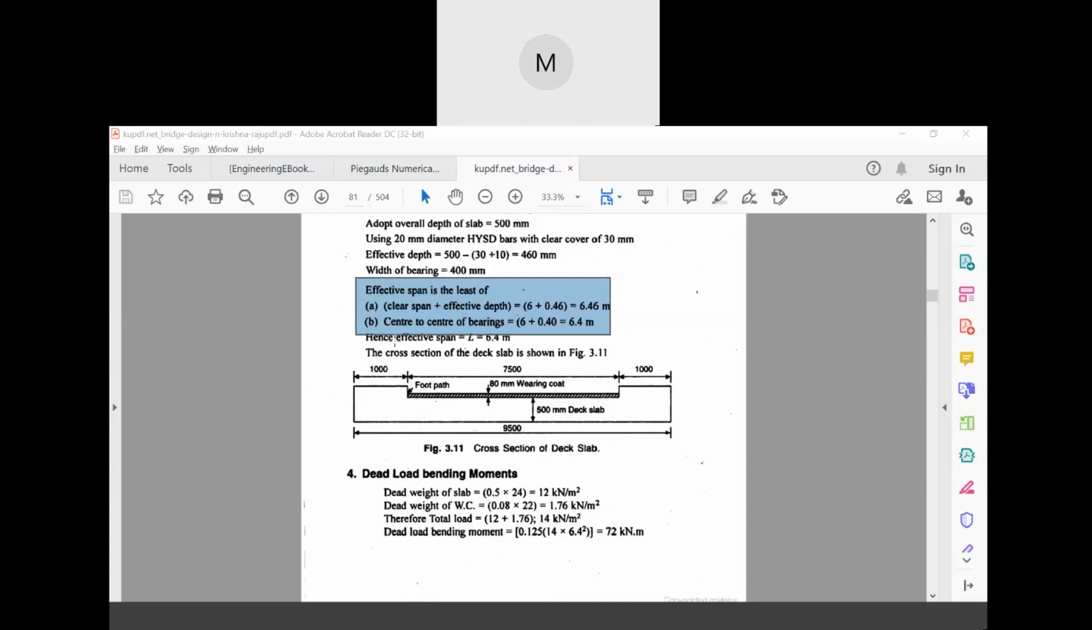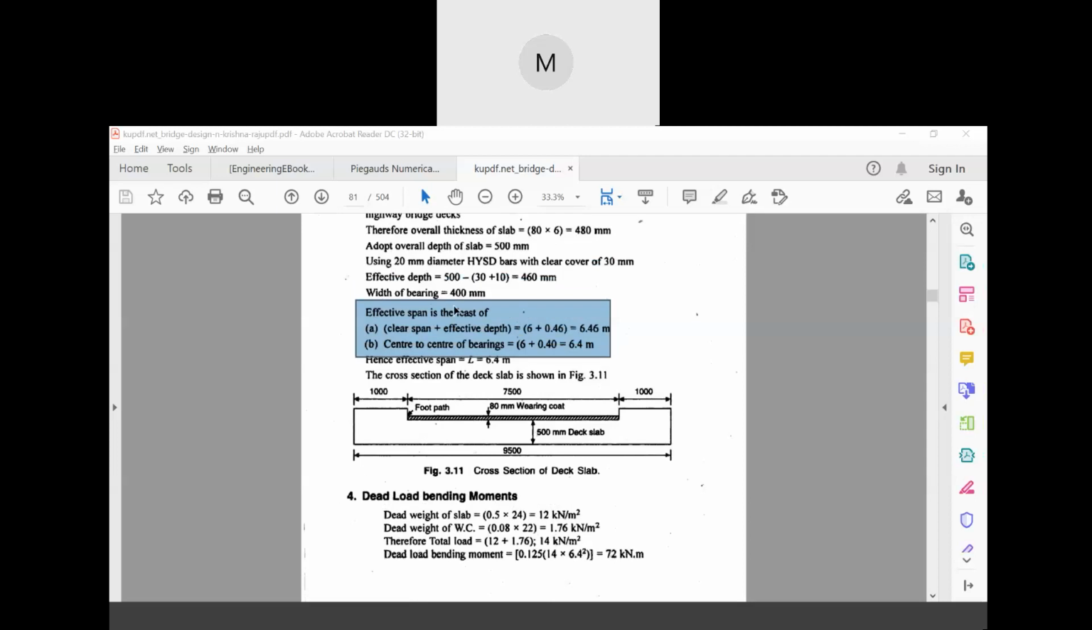So now effective span is the lesser of clear span plus effective depth, or center to center of bearings. Now clear span plus effective depth means that the clear span is 6 m and the effective depth we found out as 460 mm. Either that one or center to center of bearings.